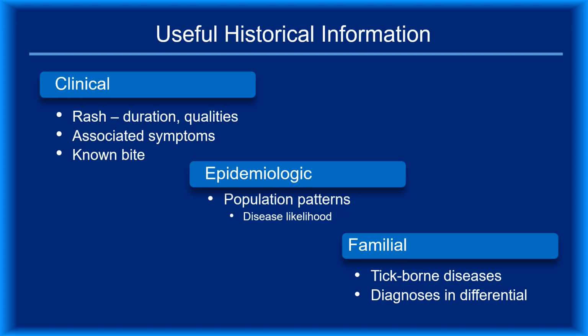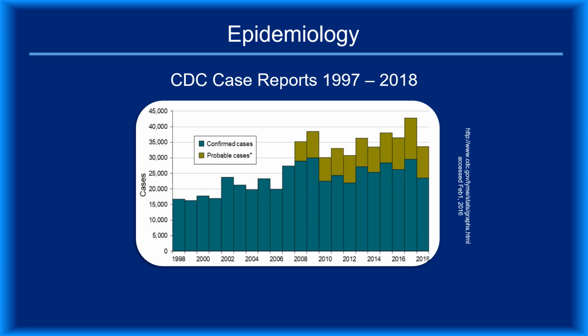Her family history may provide useful information. You might discover a predisposition towards an alternative diagnosis in the differential, or you may learn that another family member had Lyme disease or another tick-borne illness. Because family members tend to have similar exposure to ticks, a positive history in one would make Lyme more likely here. So, from an epidemiological perspective, what do we know about Lyme disease?